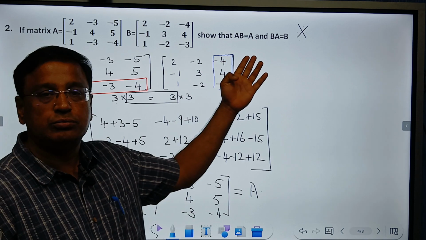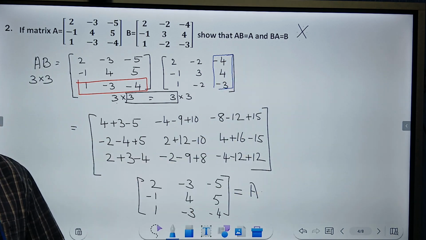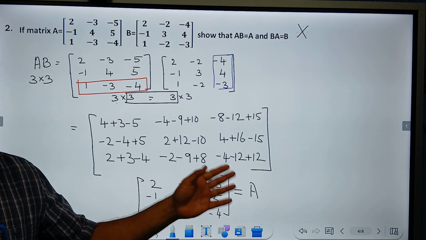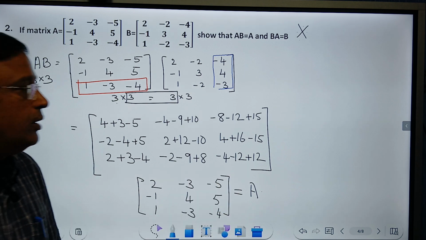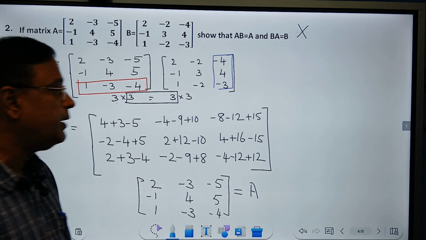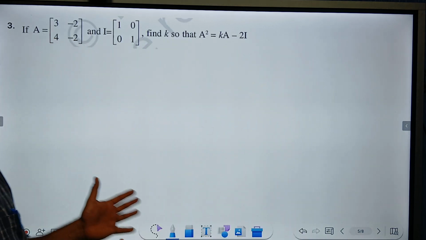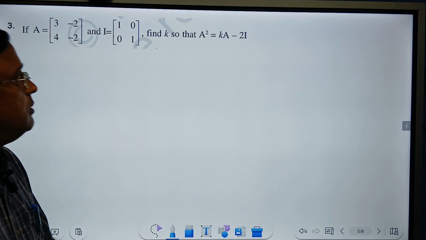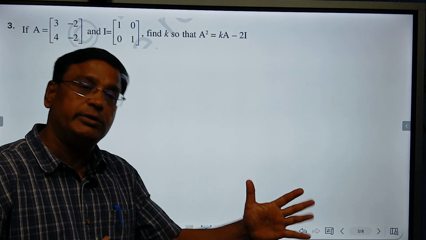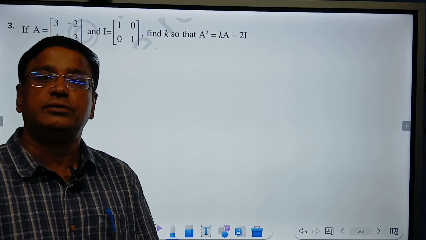Similarly, I'm sure you should be able to do BA equal to B. That I think you can try. If you don't get it, let me know. You can put it in the comment column. Now we'll do one last question today because all these are very lengthy. There are many questions in multiplication which I will put in the subsequent videos.